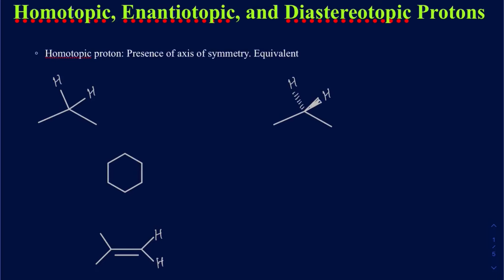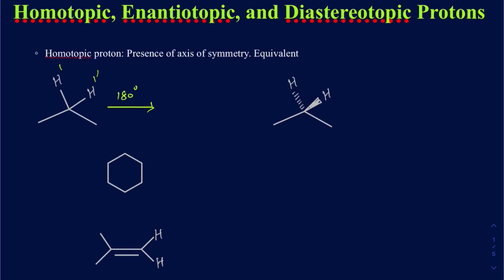Now that may confuse you, what's an axis of symmetry and whatnot. So there is actually an easier way to figure out if a given proton is going to be homotopic or not. But let's talk about the axis of symmetry momentarily. If I rotate this first molecule that I have drawn out here by 180 degrees, what am I really going to be seeing on the other side? I'm going to be focusing on the protons on the middle carbon here. So I'm going to call this 1 and this 1 prime.